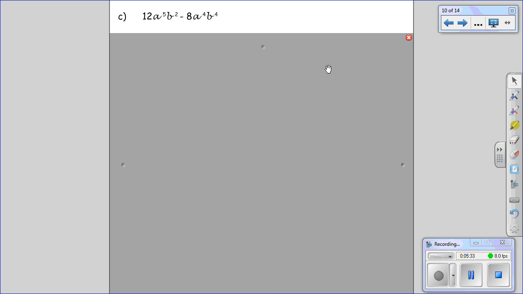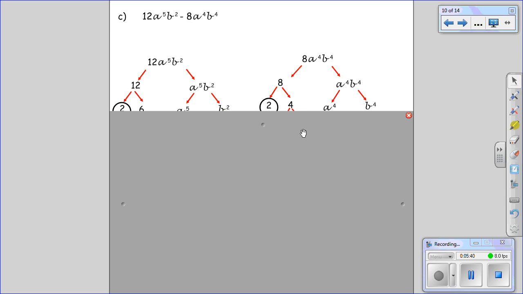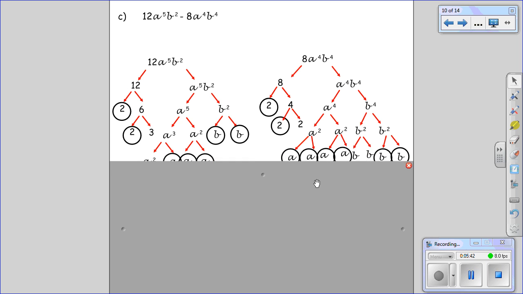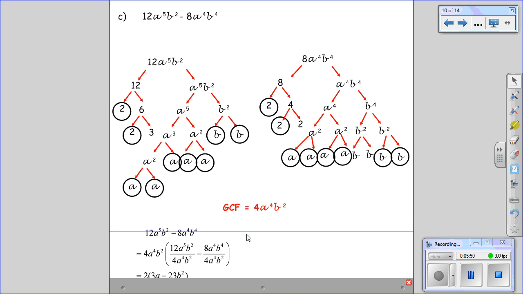Okay. Last one, 12a to the 5b squared minus 5a to the 4b to the 4. This gets really ugly when I start branching it off. Look how ugly these factor trees are. When I go through all of that, I see that the greatest common factor is 4a to the 4th b squared, and it goes in front. Divide each term by 4a to the 4th b squared.